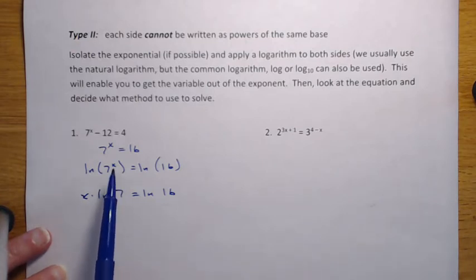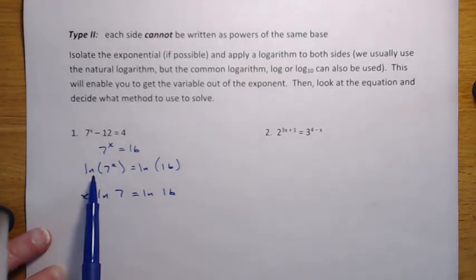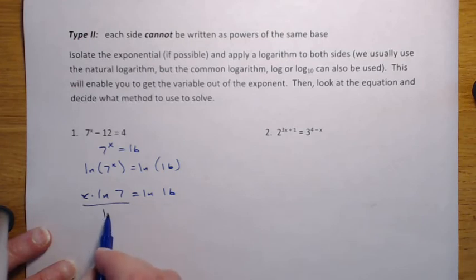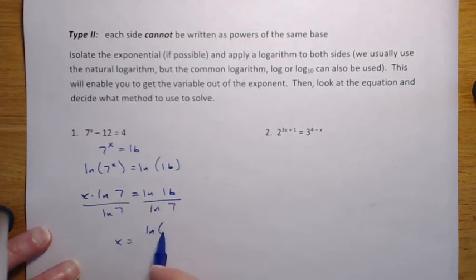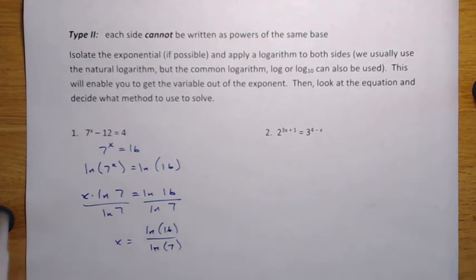So again, the challenge for us is that the variable we're trying to solve for is stuck in the exponent. We have to get that out of the exponent. Well, if I introduce a log, I might be able to use one of my log rules. So I divide both sides by ln of 7, and x equals the ln of 16 over the ln of 7. Again, if you choose a different base for your log, your answer might look a little bit different, but will be equivalent.